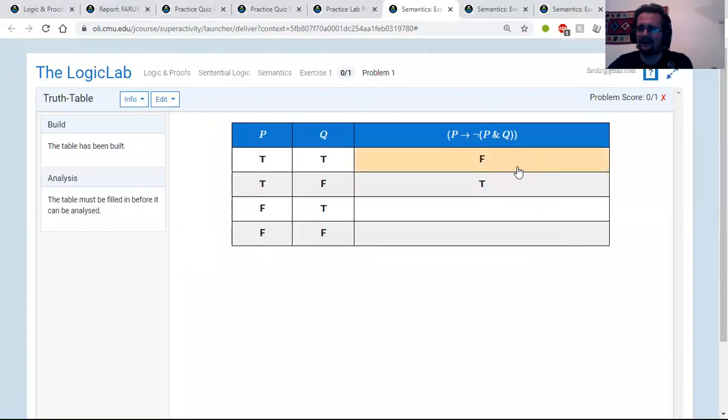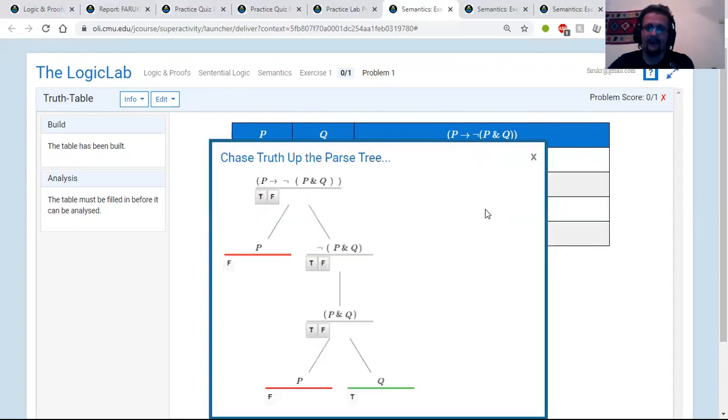Now we can already see that this is not going to be a tautology because there's at least one row that's false. And we see that it can't be a contradiction because there's at least one row that's true. So this is going to be a contingent statement, and we already know that.